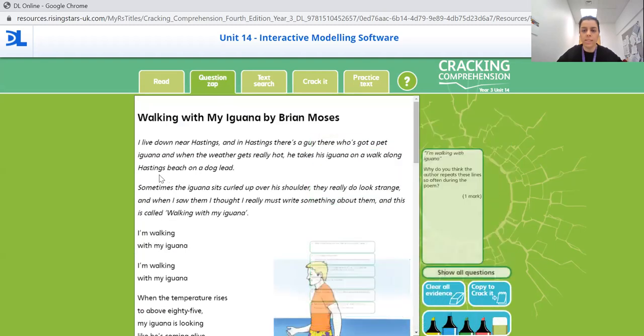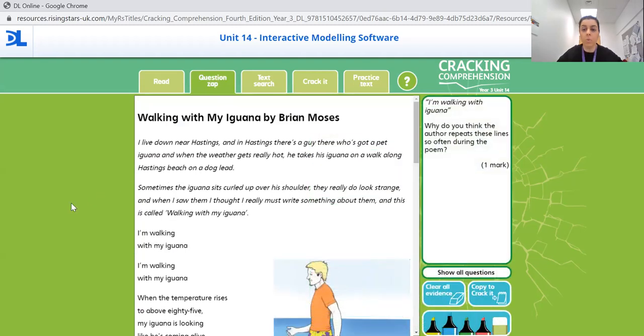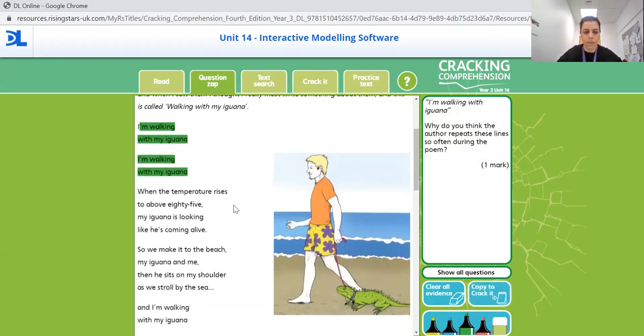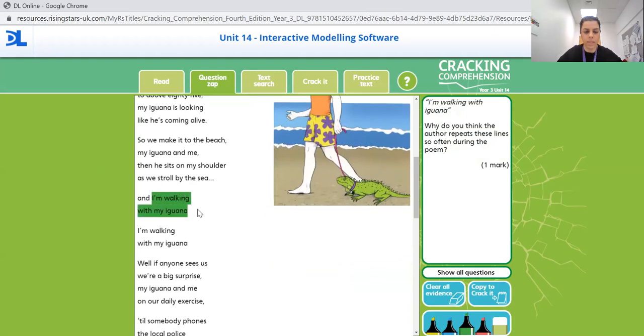Question two said, I'm walking with my iguana. Why do you think the author repeats these lines so often during the poem? If you have a look at our poem, it says, I'm walking with my iguana. I'm walking with my iguana. And then if I scroll down, it says it again there, and again there.